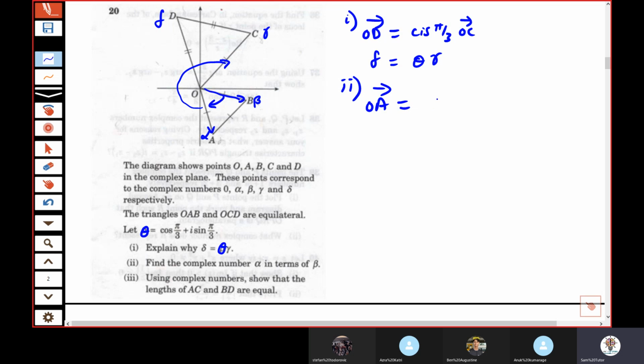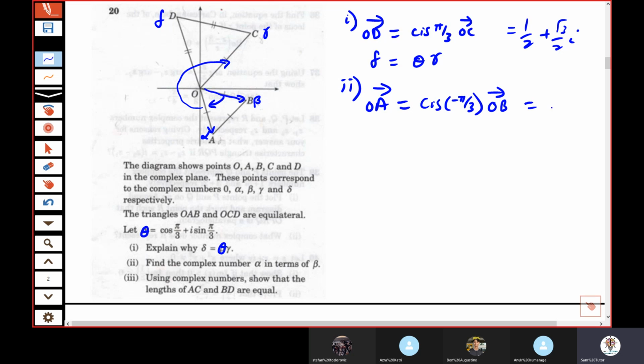Negative 60 degrees is negative pi on 3 of vector OB. But we know cis negative pi on 3 becomes, just in case, let me show you guys something. So cis pi on 3 becomes cos 60, half, plus sine 60, root 3 over 2 I.